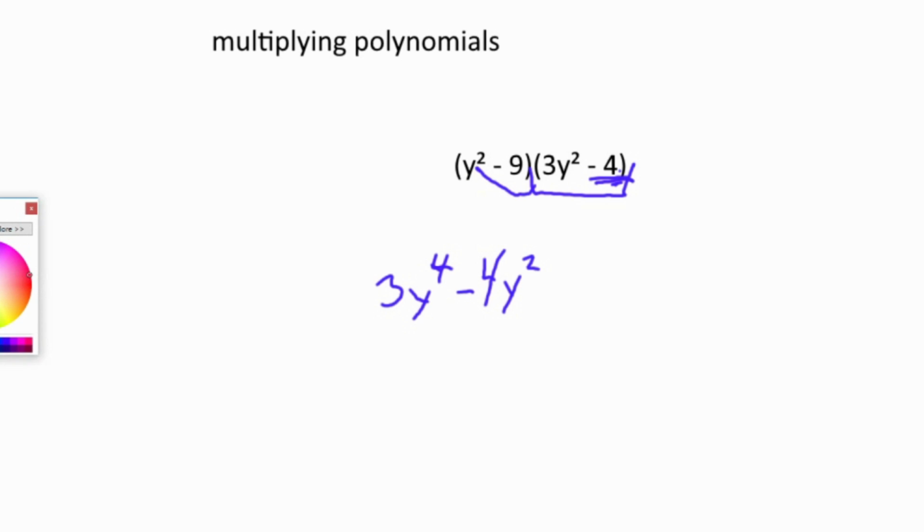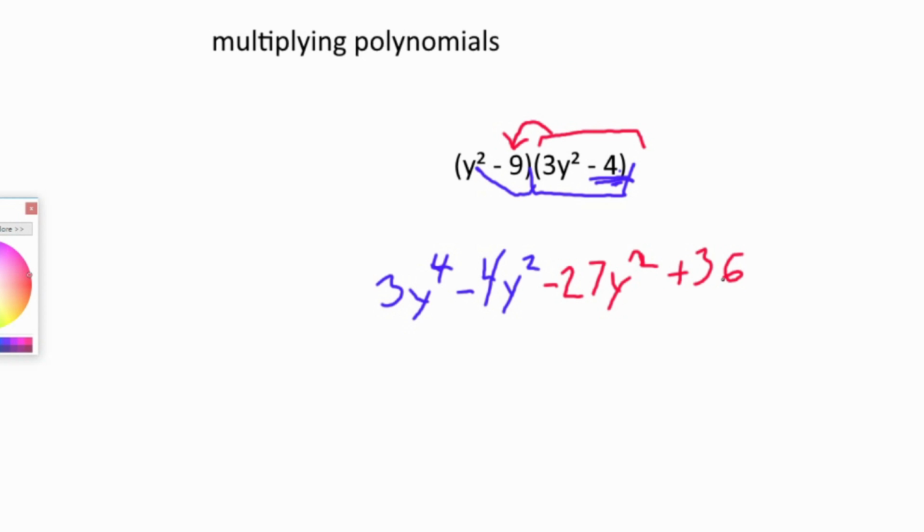Now the second part, we multiply this whole thing again, but we multiply it by this second number, negative 9. So 3y squared times negative 9 is negative 27y squared. Negative 4 times negative 9. When you multiply a negative by a negative, you get a positive. So this is going to be plus 4 times 9, which is 36.